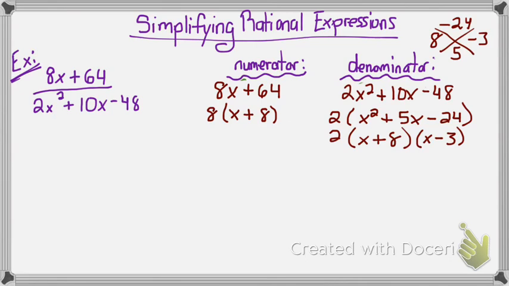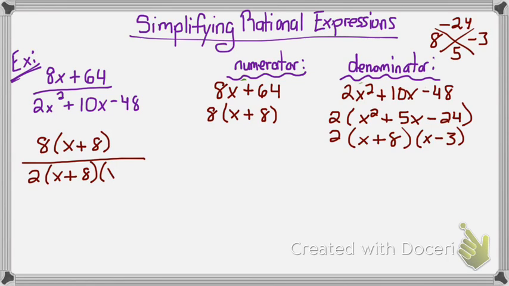bring down my 2. Alright, now I'll put the numerator and the denominator that's already in factored form back as a rational expression. So I have 8 times x plus 8 in the numerator, and 2 times x plus 8 times x minus 3 in the denominator.